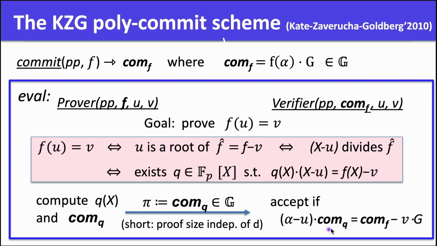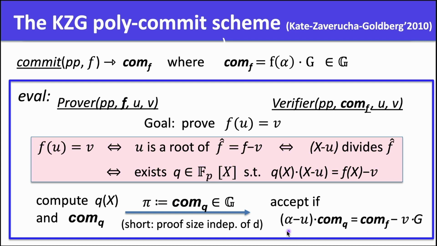So on the left-hand side, the verifier constructed the commitment to the left-hand side polynomial here. On the right-hand side, the verifier constructed the commitment to the polynomial on the right-hand side. And if these two commitments are equal to one another, that means that this equality must hold. This follows from the binding property of the commitment scheme. So the verifier will accept basically if this equality holds.